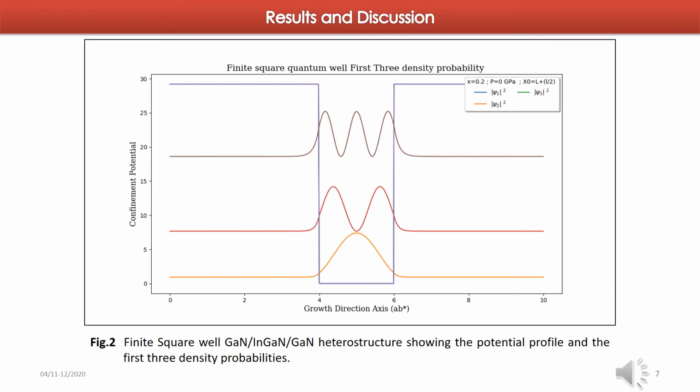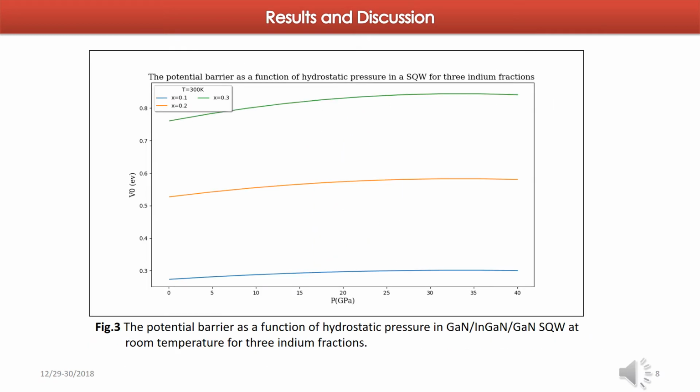To be sure of our calculations, first we plotted in Figure 2 the finite square well heterostructure showing the potential profile and the first three probability densities, which is in good agreement with previous works. In Figure 3, we plotted the potential barrier as a function of hydrostatic pressure for three indium fractions. We can see that the potential barrier increases with the increase in pressure. Also, for a fixed value of pressure, we can see the effect of the indium concentration: with the increase in indium fraction, the potential barrier increases.